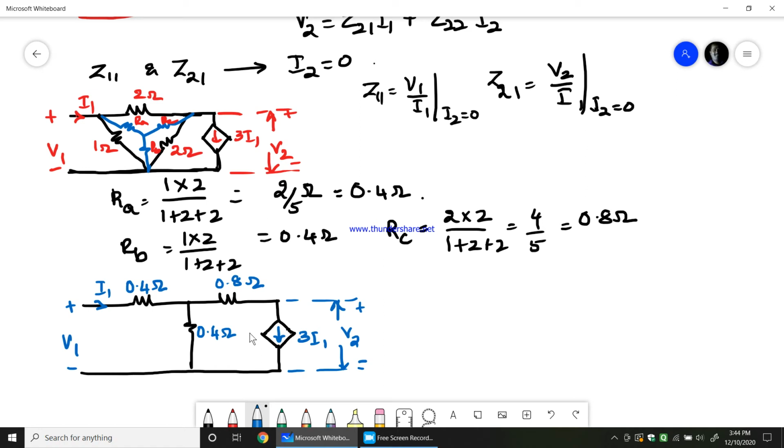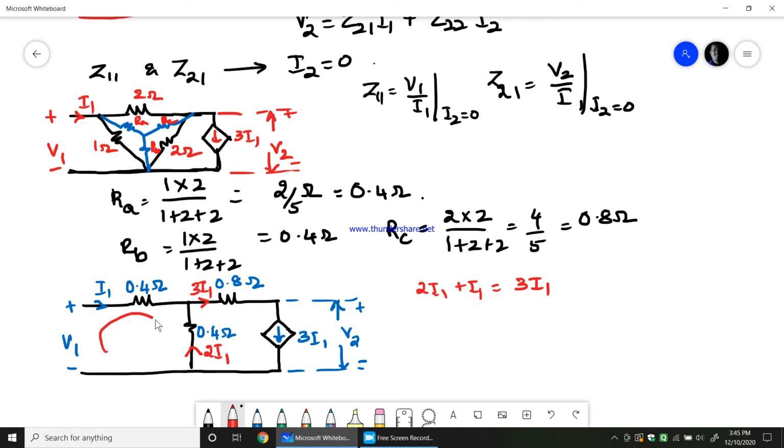We can apply KVL for this particular network, or else we can also apply the current division rule, or we can try to mark the current division. As this is 3I1, the current flowing through this branch would be 3I1. Now I1 is entering and 3I1 is leaving, therefore the current through this 0.4 ohms should definitely be 2I1, because 2I1 plus I1 equals the total current 3I1. Therefore, the current through 0.4 ohms is 2I1.